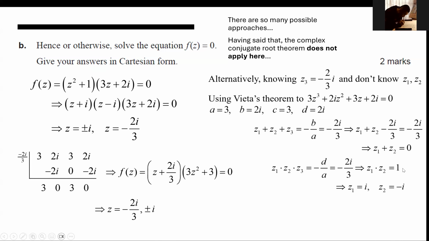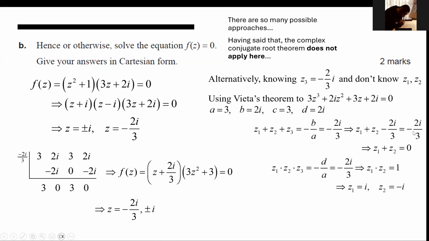So this is the second equation you can use to derive z1 and z2. Basically, z1 and z2 must be conjugates of each other because 1 times 1 is 1, but 1 plus 1 is not 0. Therefore, the only possibility is i and minus i. So minus i squared equals 1. So these two will satisfy the two simultaneous equations we derived.